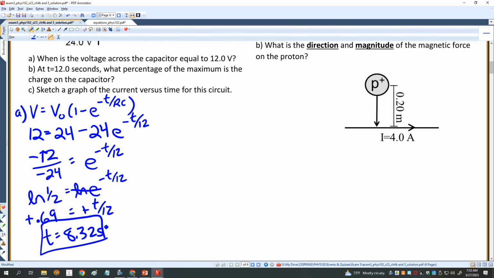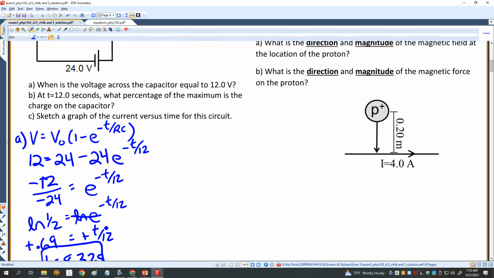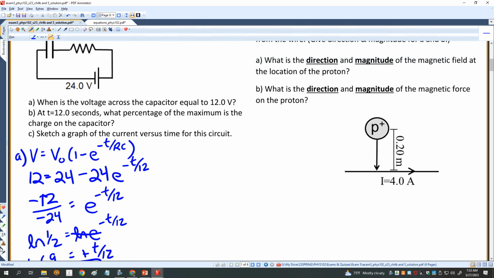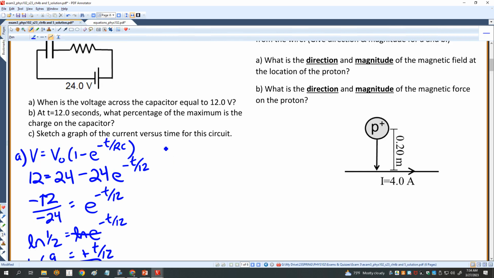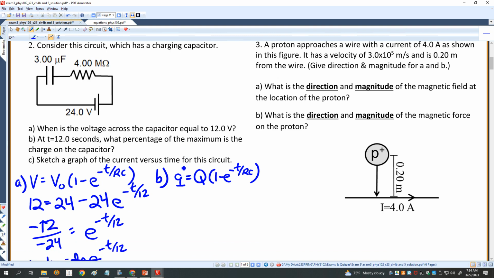All right, at t equal 12 seconds, what is the percentage of the maximum charge on the capacitor? So again, let's look at our equation sheet. For a charging capacitor, our charge looks like this: for part B, Q is equal to Q max times 1 minus e to the minus t over RC. That's for a charging capacitor. Q is equal to CV.